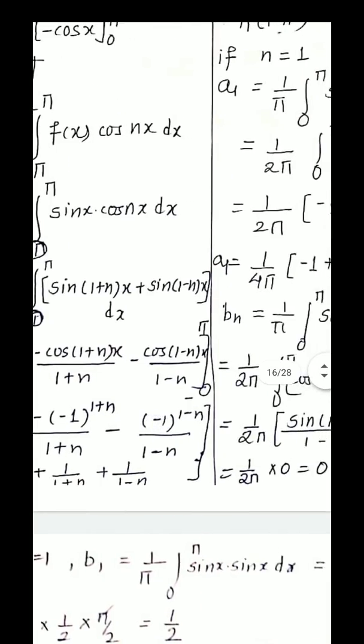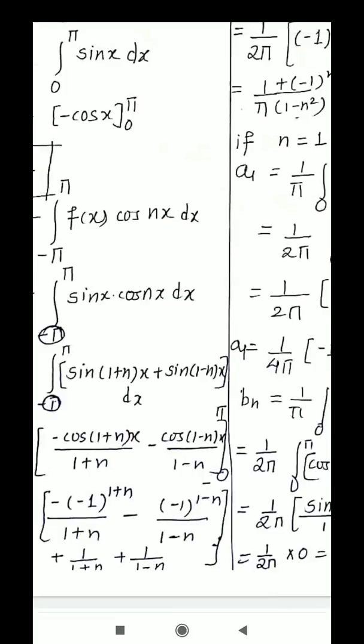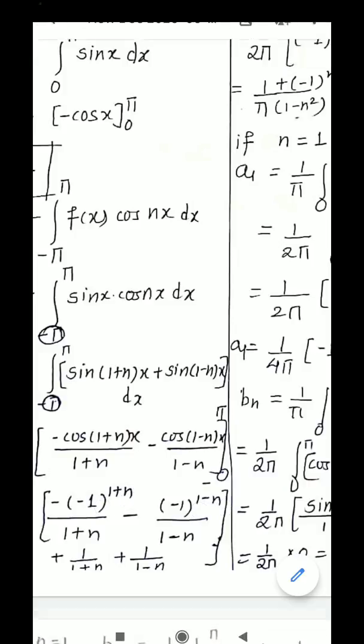Okay, so (minus 1) raised to (1 plus n) is always equal to (minus 1) raised to (1 minus n). And if you write (minus 1) raised to (1 plus n) as minus 1 into (minus 1) raised to n, then this minus becomes plus, here also this minus becomes plus. So we get here (minus 1) raised to n, here also (minus 1) raised to n, upon (1 plus n) and (1 minus n), this as it is.